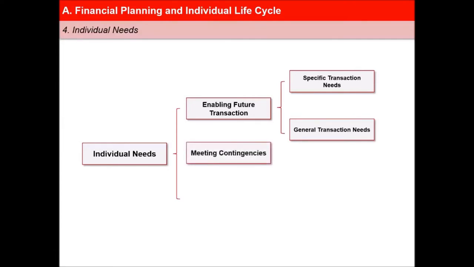Second is meeting contingencies. Contingencies are unforeseen life events that may call for a large commitment of funds which cannot be met from current income and hence need to be pre-funded. Some of these events, like death and disability or unemployment, lead to a loss of income. And last but not the least, wealth accumulation. All savings and investments indeed lead to creation of some wealth. When we speak of the accumulation motive, it refers to an individual's desire to invest primarily with the motive of taking advantage and reap benefits from favorable market opportunities.